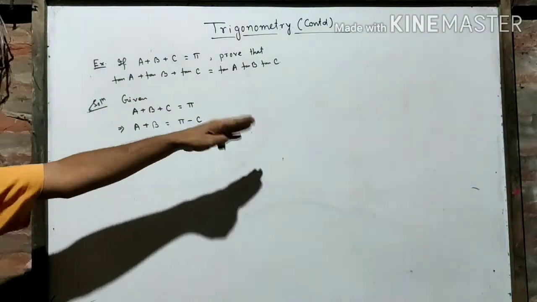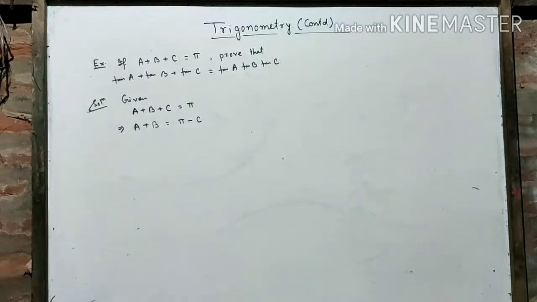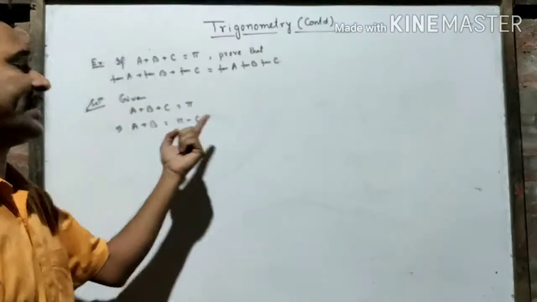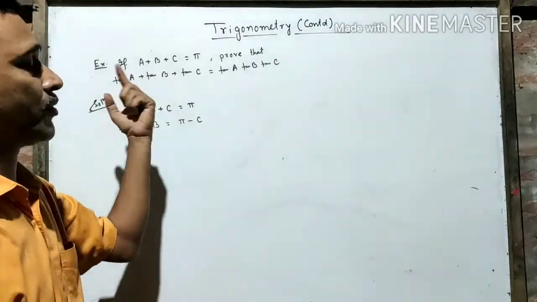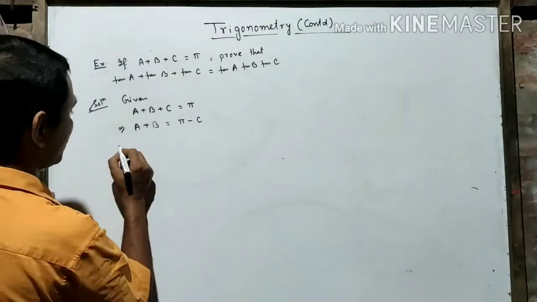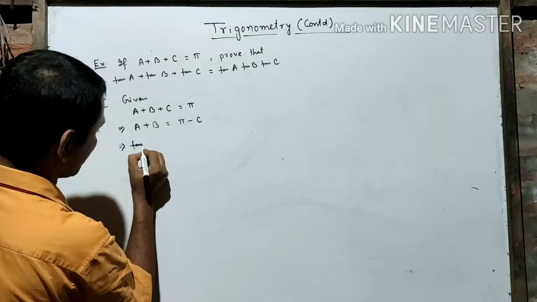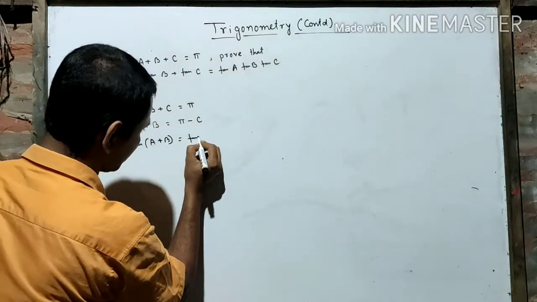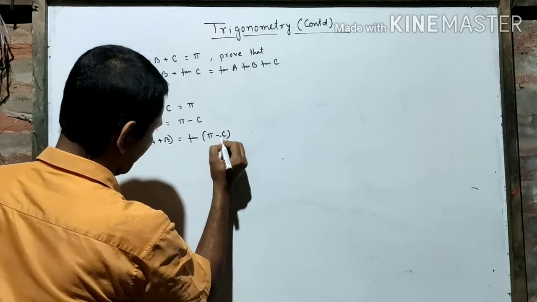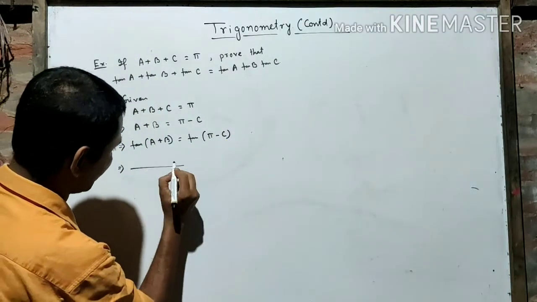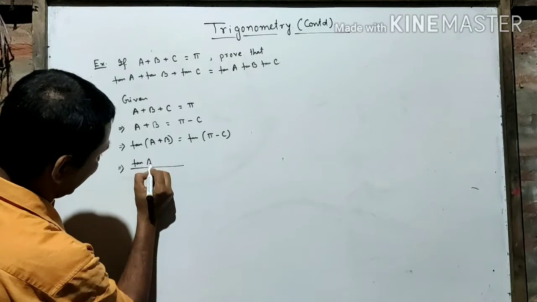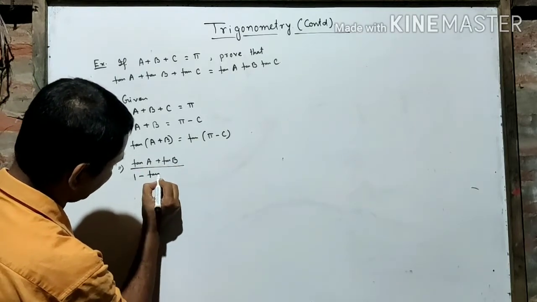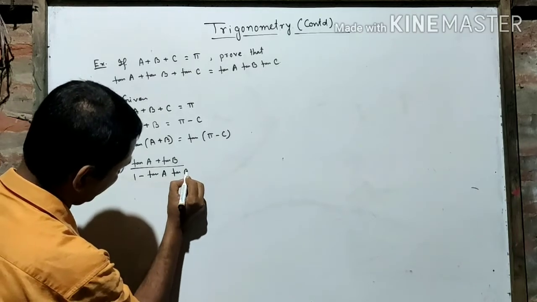So bringing C to that side, A plus B is equal to π minus C. Now if the question is in the form of tan, you will apply tan on both sides. If it is in the form of cot, you will apply cot on both sides. So applying tan function on both sides, tan of (π minus C). What is tan (A plus B)? This is formula. (tan A plus tan B) divided by (1 minus tan A into tan B).